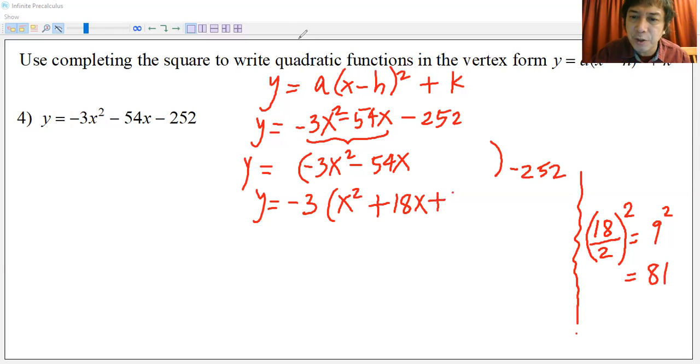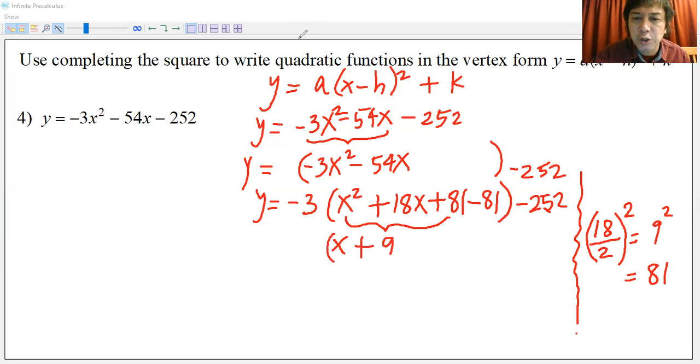We shall add first and then subtract. And here's the outer parentheses, and then we have the minus 252 there. To continue, we now have the perfect square trinomial, which is equivalent to x plus 9 squared. And then we still have the negative 3 in front and the y equals like that, and we still have that minus 81 beside it.